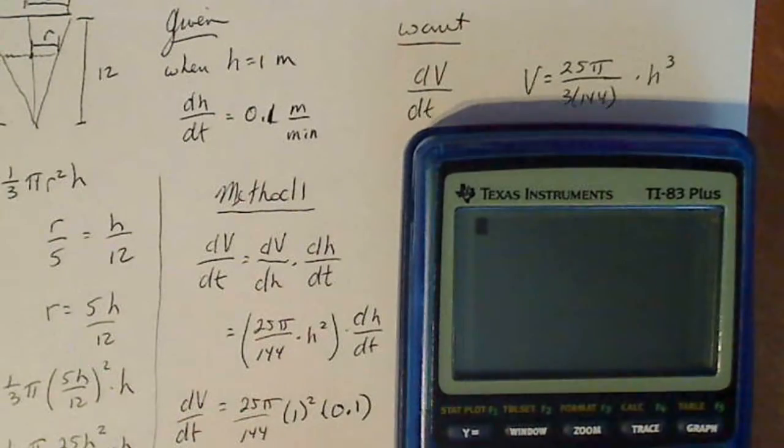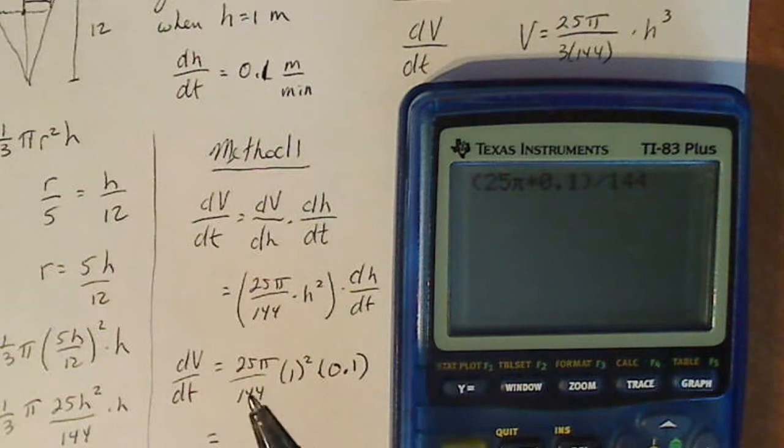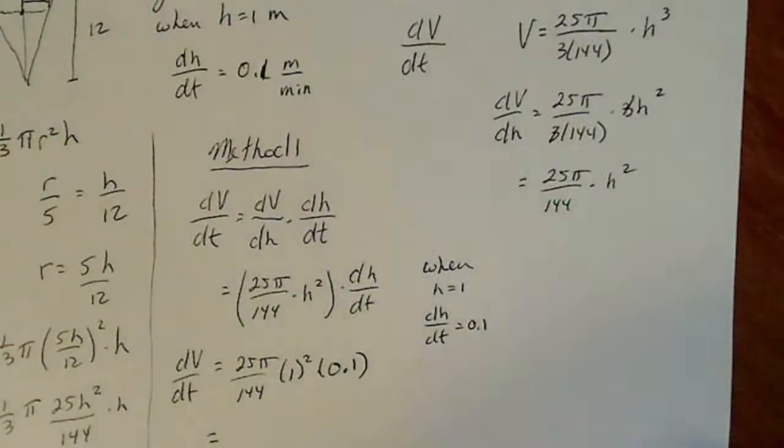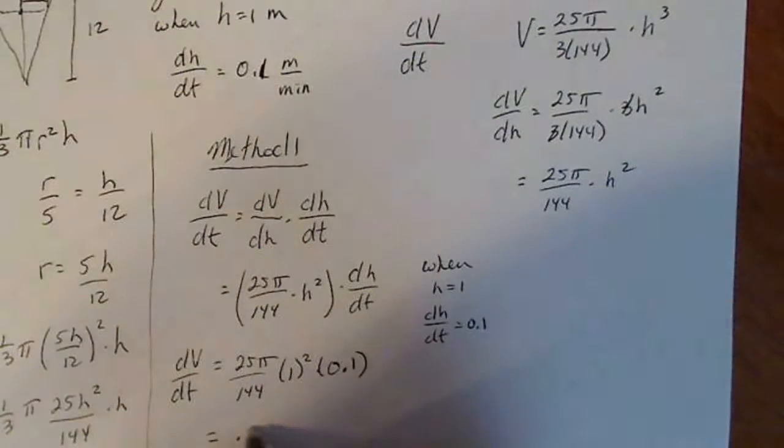Clear out my calculator. So let's see. The numerator is going to be 25 pi times 0.1, and the denominator is going to be 144, right? 25 pi times 0.1 over 144, and I'm getting 0.545. Let me see this again. 0.0545. Now that's the number I get.